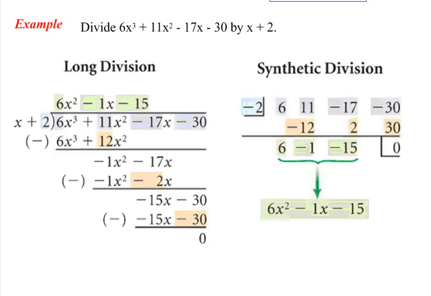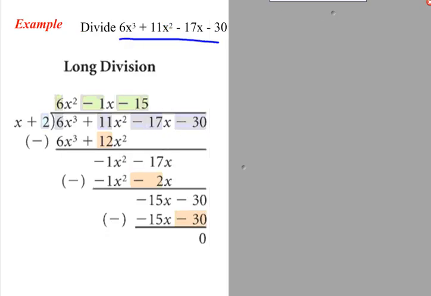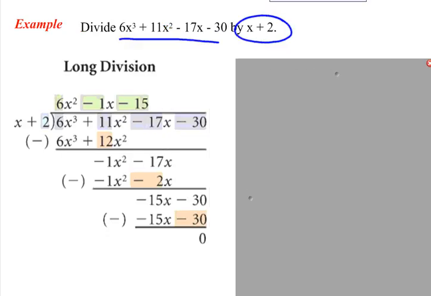All right, on this side we have an example. We're dividing 6x cubed plus 11x squared minus 17x minus 30 by x plus 2. That's a linear factor. This can still be done doing long division, which we're going to talk through as a quick review, or it can be done with synthetic division. So let's take a look at both. We'll cover this up for right now, so that we just focus on the long division.